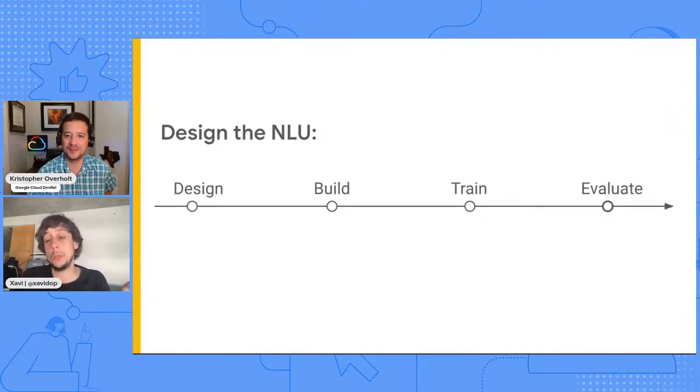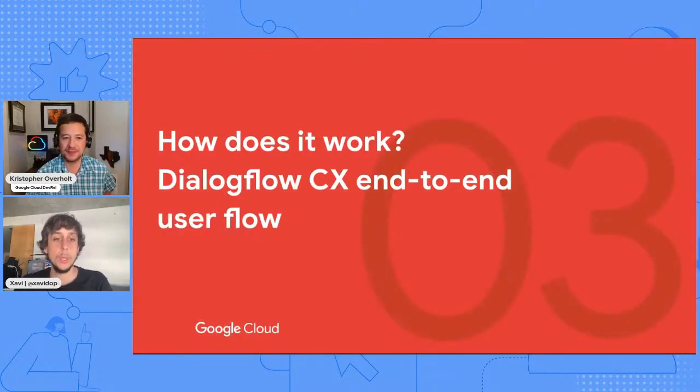And also evaluate. You can see evaluate as testing: test that all the utterances and all the ways that a user can interact with your assistant work, so the machine learning model works as well. This is very important.